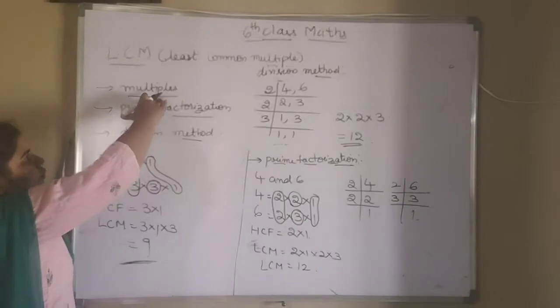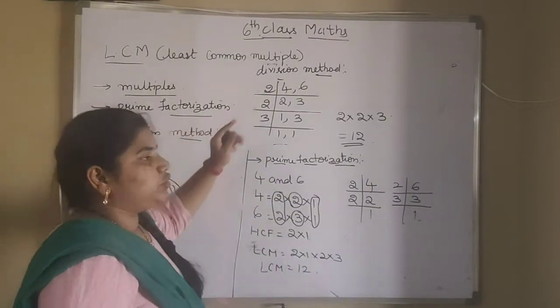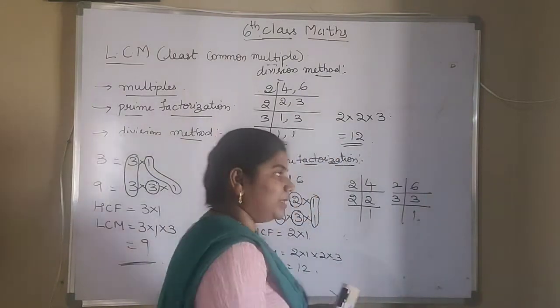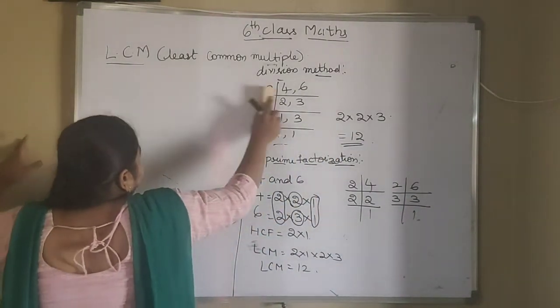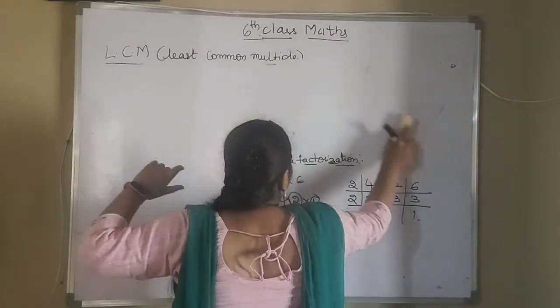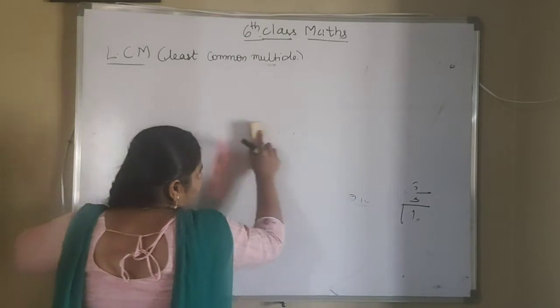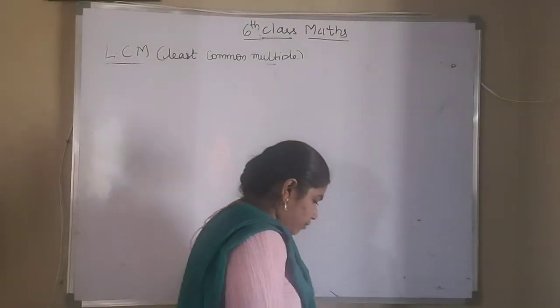Already we have seen what is multiple method. Next is prime factorization method and division method. One more example we will take and do it in all the three methods. So now I am taking 3 different numbers. So what LCM you will get and how to do it we will see. Here we have taken only 2 numbers, 2 different numbers. Now I am taking 3 different numbers.